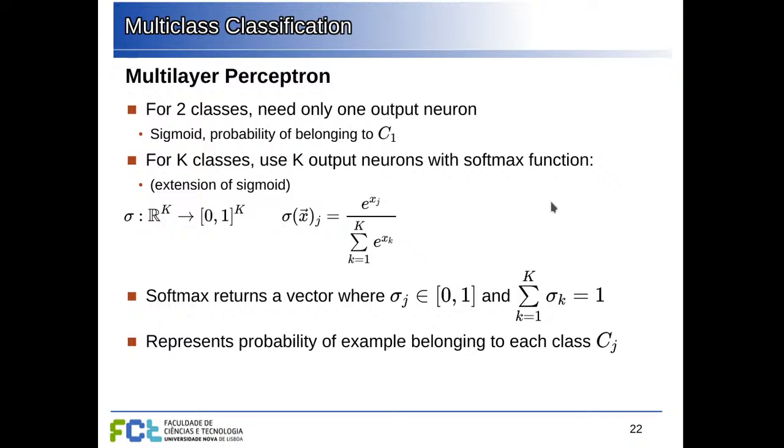And then we can classify according to the class that has the highest probability there. So this is an adaptation that you can implement in the actual network. Instead of having only one output neuron, you have as many as the classes necessary. And using this softmax function, we can interpret the output as the probabilities of belonging to each class.